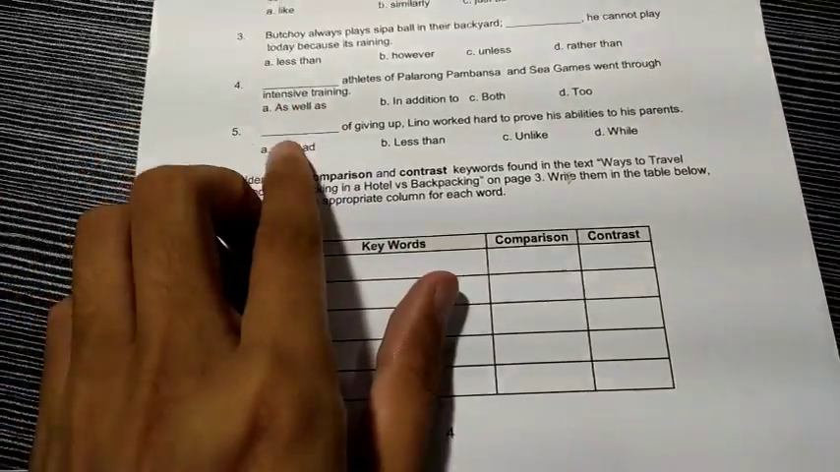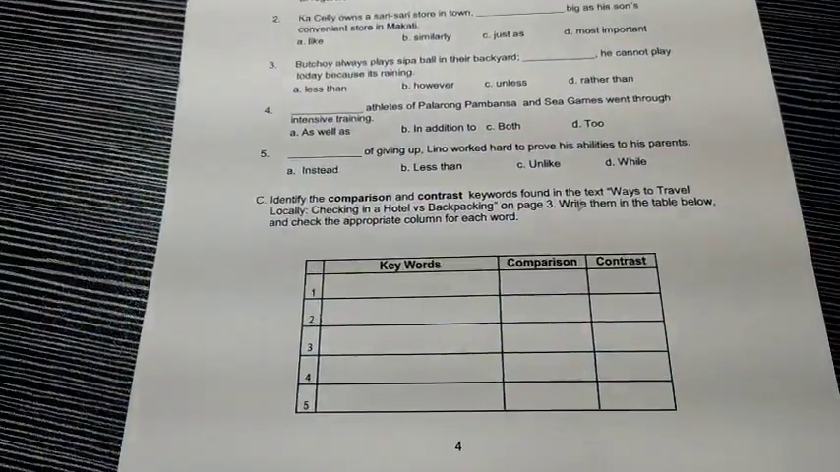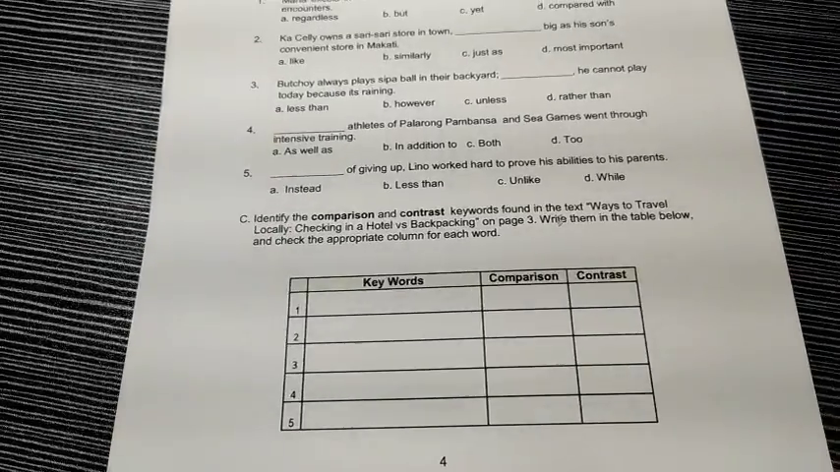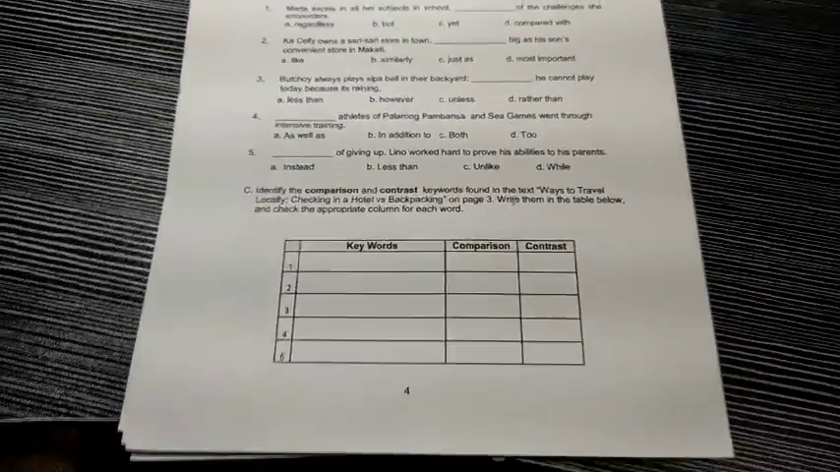So I will give you a hint. It is like this: instead, less than, unlike, while, like those words. So they are called keywords or transitional signals for us to know if it is for comparison or for contrast.